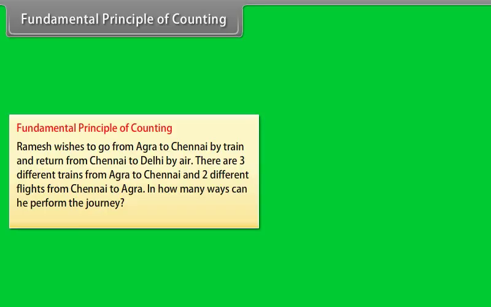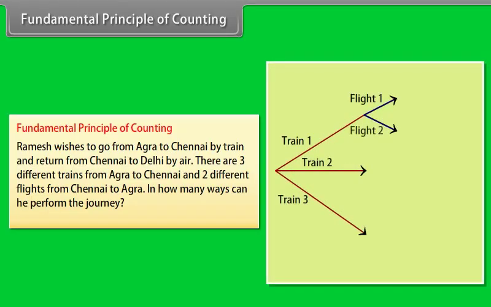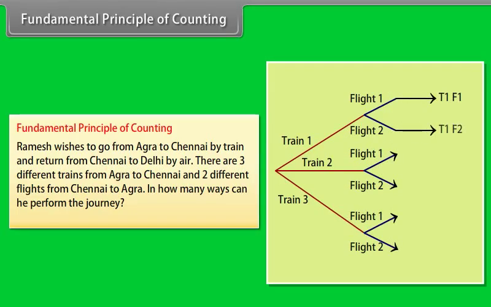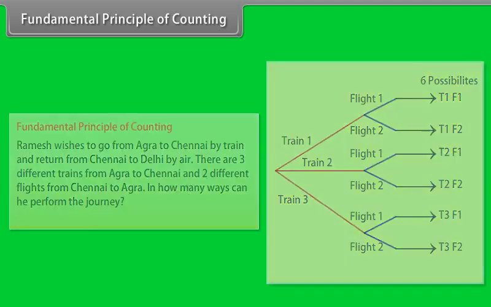Solution: since he can choose any one of the 3 trains for going to Chennai, and for each such choice, he has 2 choices for returning to Agra, he can perform the journey in 3 into 2 ways, that is, 6 ways. The fundamental principle of counting is stated below.